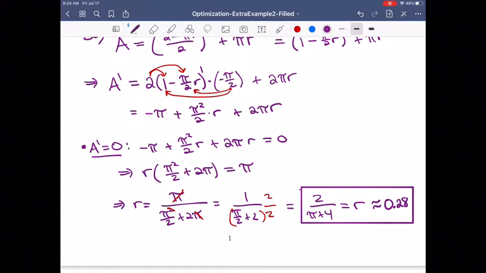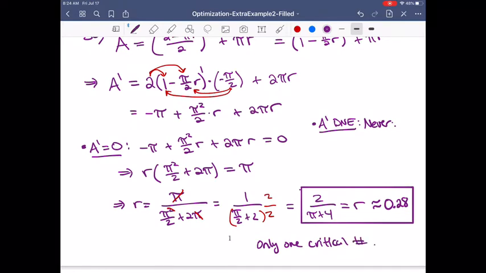And then, oh, I should also check where the derivative does not exist. I don't need very much room for that because it never happens, right? It's linear in r, so it exists for all r. Okay, so now we have only one critical number. So this is our critical number. Using the critical point theorem, we want to maximize the area. So we're hoping that this critical number gives us a maximum. We will need to verify that it actually is a maximum.